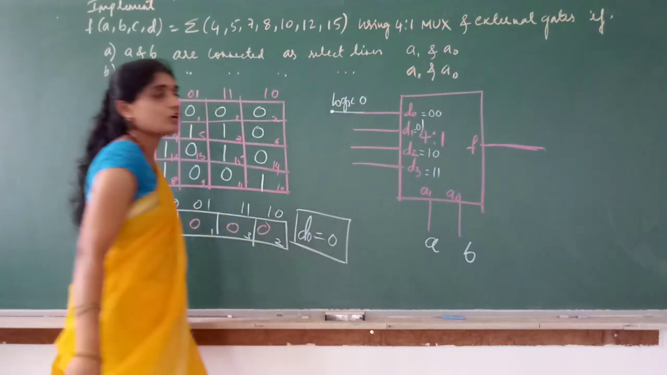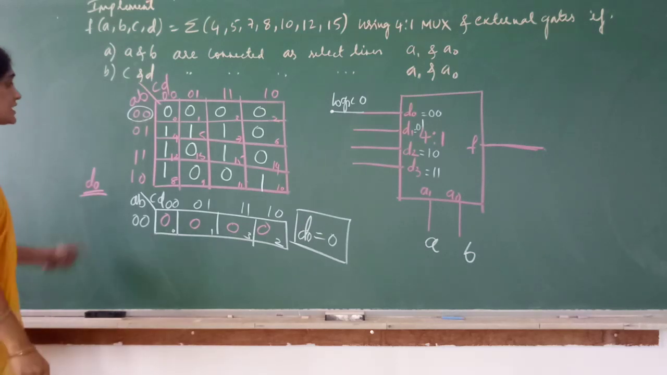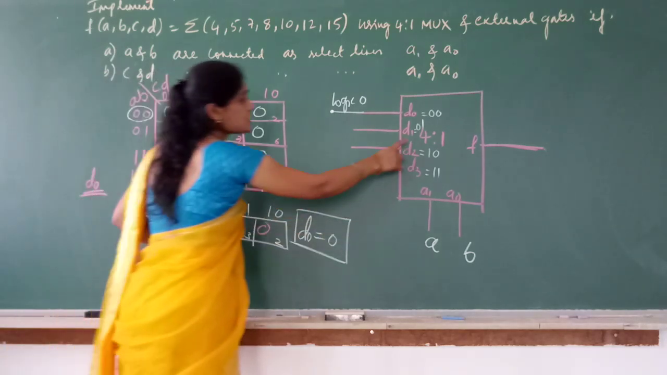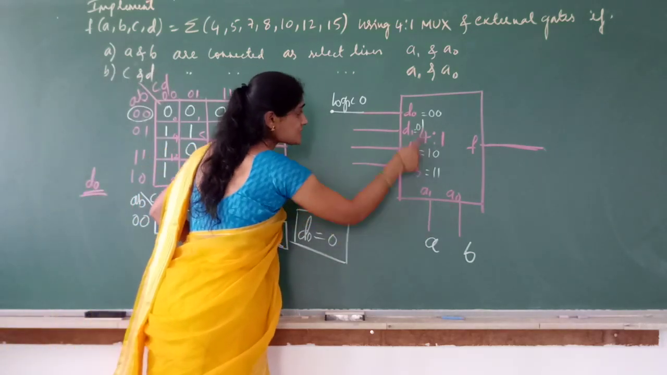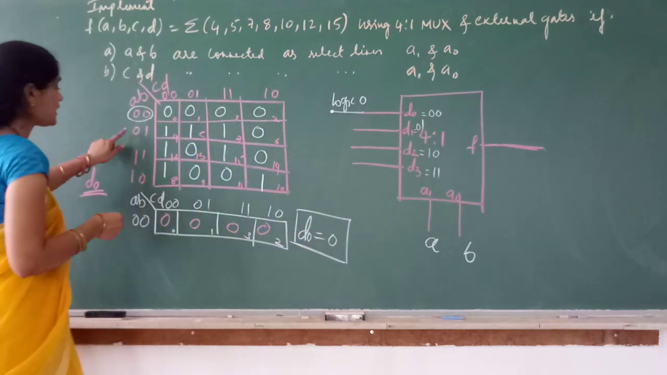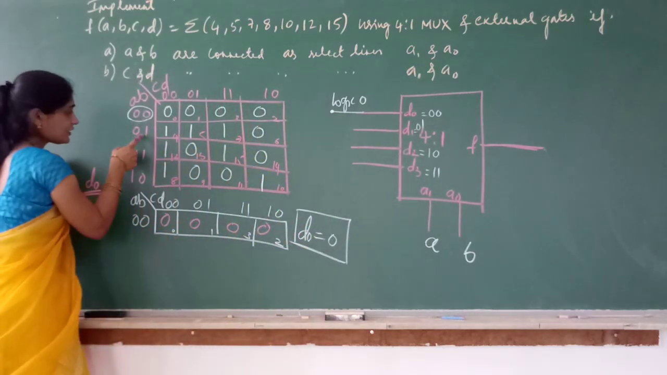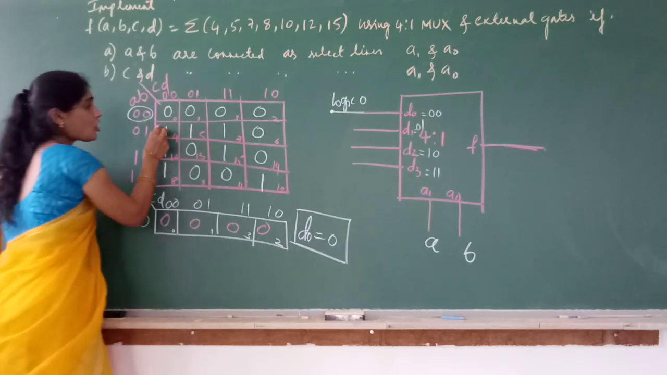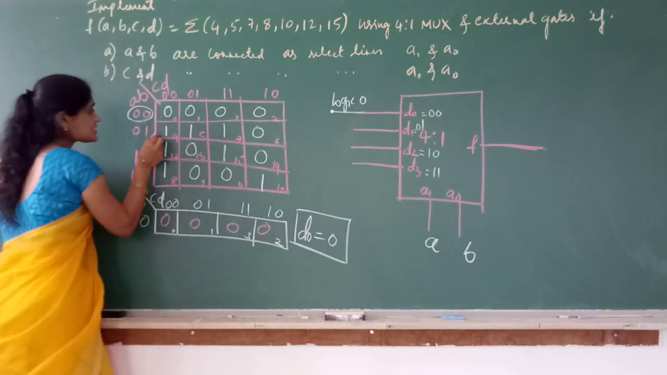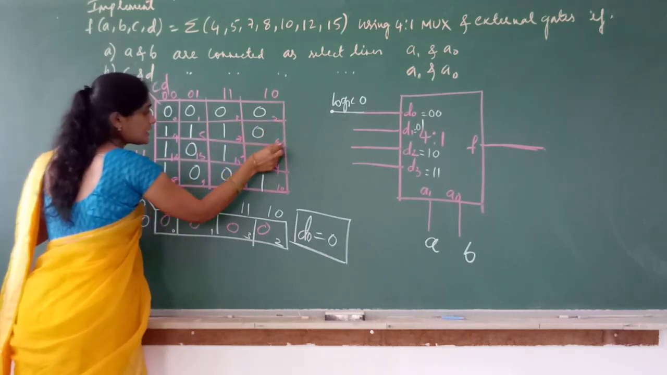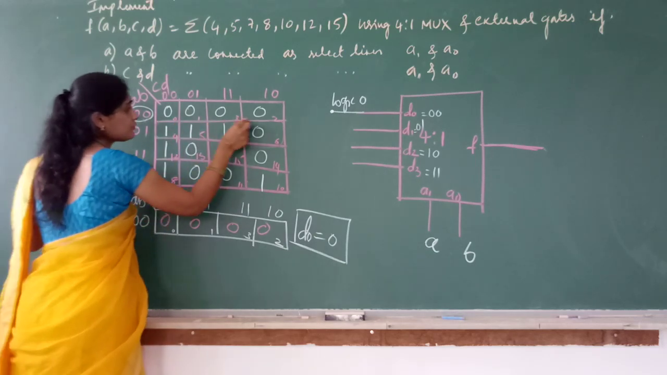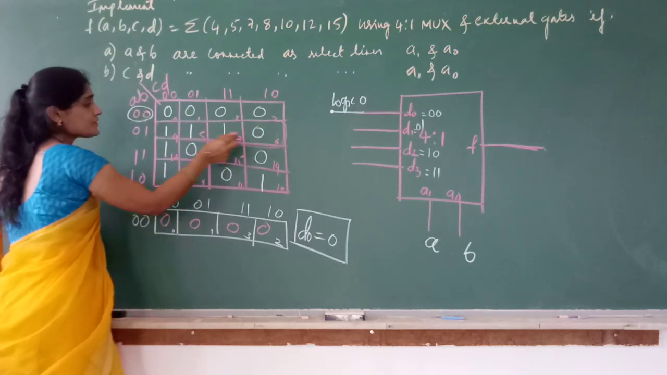You can connect D naught to logic 0. Okay. Next, what is D1? D1 is when AB is 0, 1. So look at the K map where AB is taking 0, 1. That means for all these 4 cells, AB is 0, 1. Correct? That is 4, 5, 6, 7.